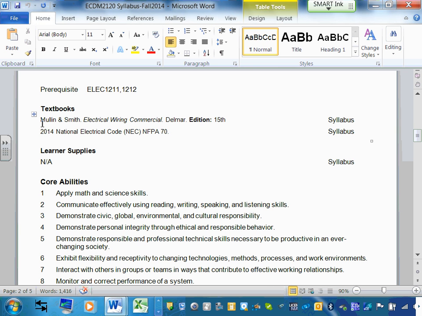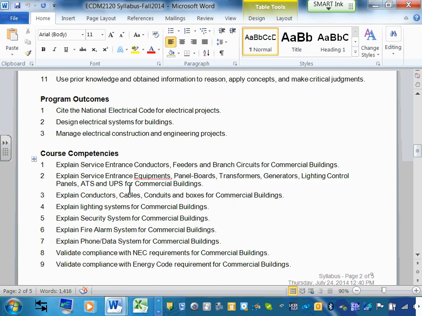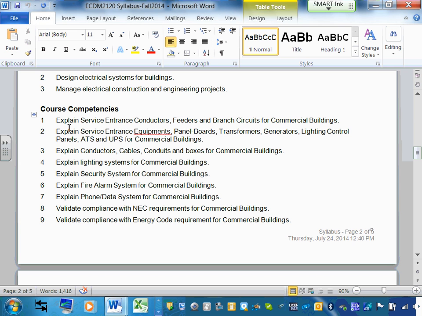You guys have bought this. And you need the NEC code book, which is this. So these are the 2 books that you need. There are core abilities, the math and communication that the college needs you to do. This is what you're going to learn in this: explain service, entrance conductor, feeder, branch circuit for commercial building. And so you're going to be sizing, explaining, and designing them.